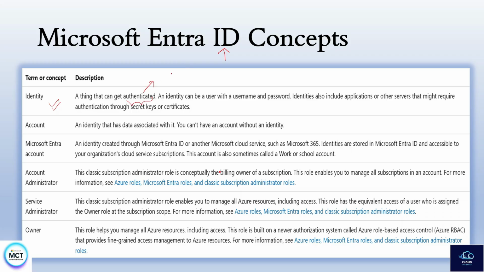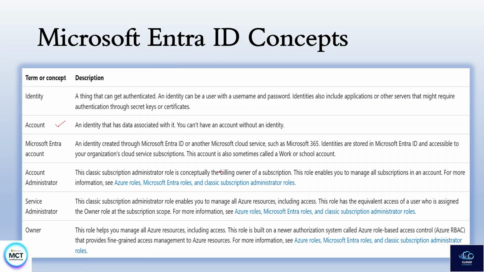So what do we want to get authenticated? We want the users to get authenticated, right? So here the term identity is related to a user who has a username and password. It can also include applications or other servers that might require authentication through secrets and certificates. So for applications, the authentication method differs. Rather than username and password, we use secret keys and certificates for them.